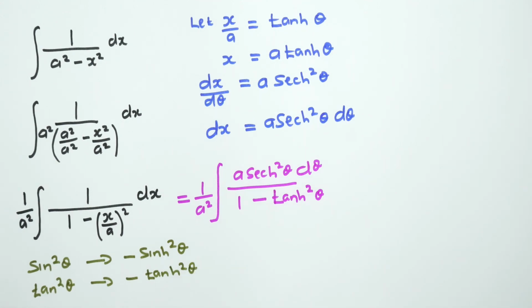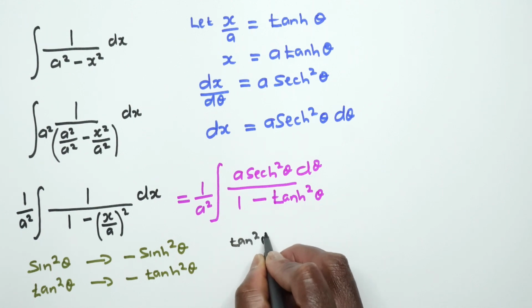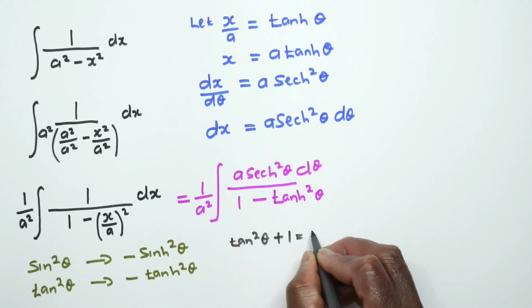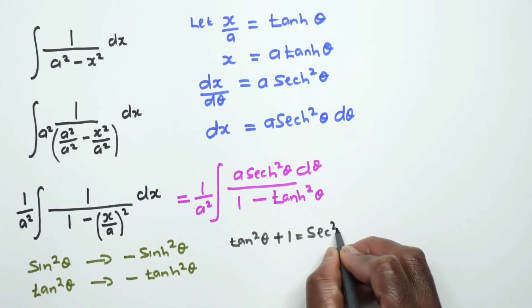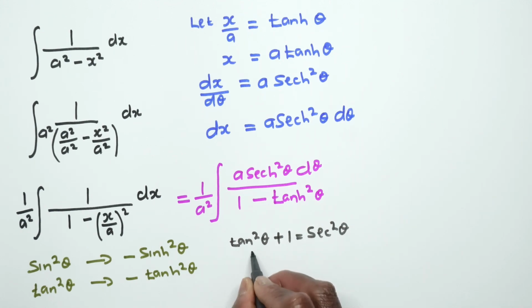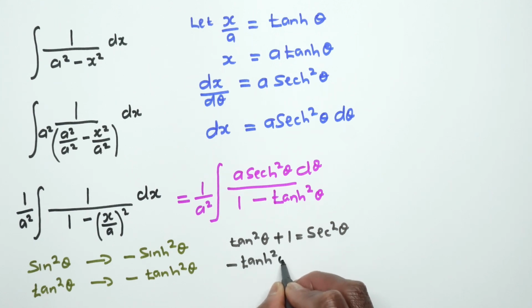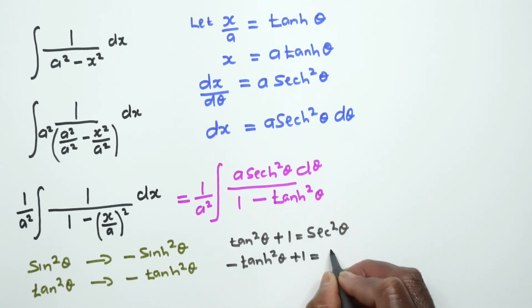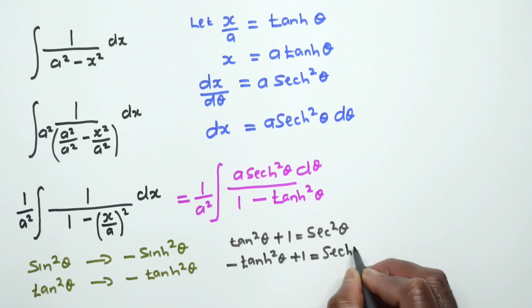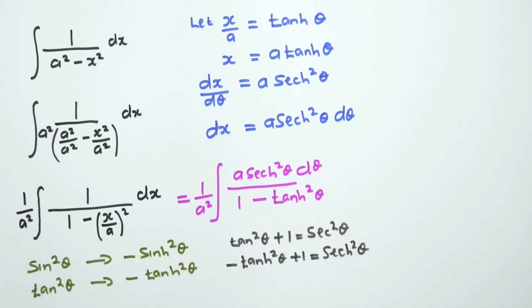And from the identity equation, we know that tan squared theta plus 1 equals sec squared theta. But converting that, minus hyperbolic tan squared theta plus 1 will be hyperbolic sec squared theta. And I've got that here: I've got the minus hyperbolic tan squared theta plus 1 here, and that will be hyperbolic sec squared theta.